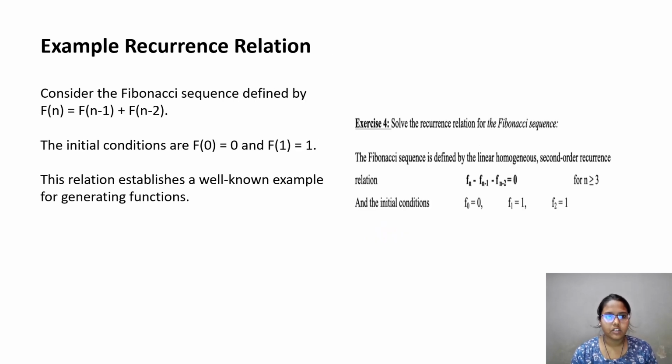Example recurrence relation. Consider the Fibonacci sequence defined by F of n is equal to F of n minus 1 plus F of n minus 2. The initial conditions are F of 0 is equal to 0, F of 1 is equal to 1. The relation establishes a well-known example for a generating function.